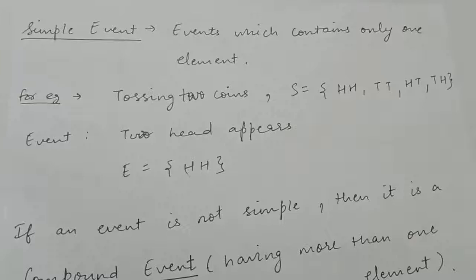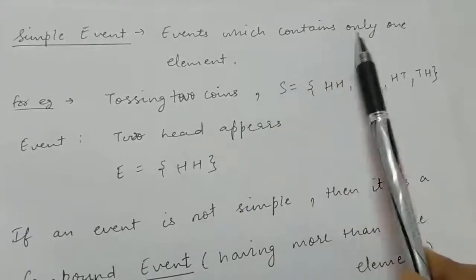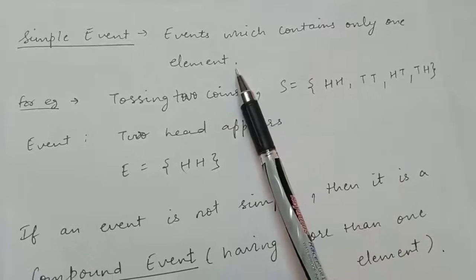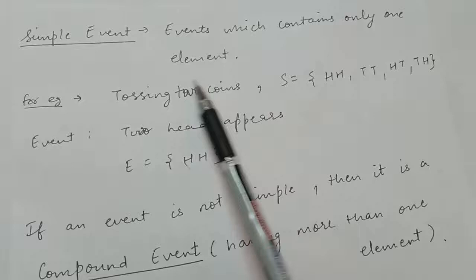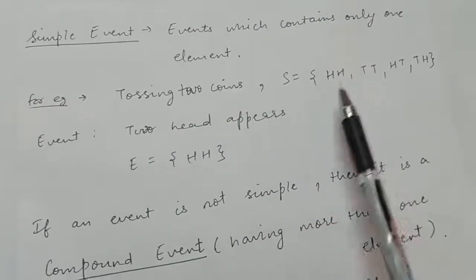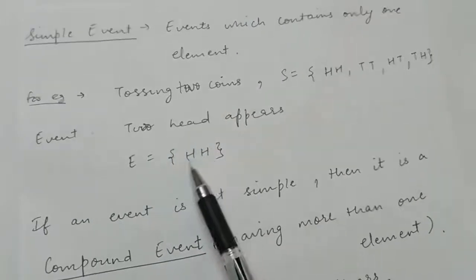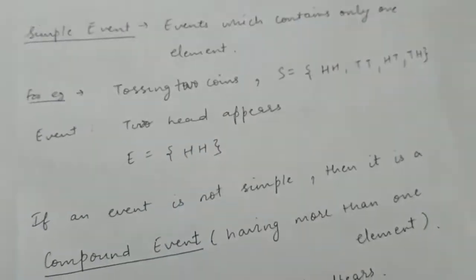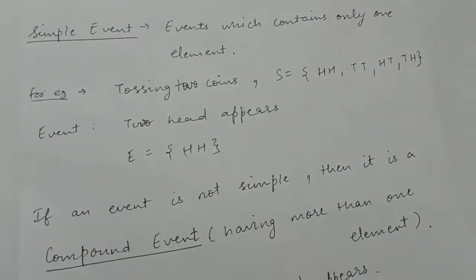Now the next is the simple event. The events which contain only one element are known as simple events, right? For example, tossing two coins. In the experiment of tossing two coins, this is the sample space. The event 2 heads appear will include only the outcome HH, right? So because this event includes only one element, it is a simple event.